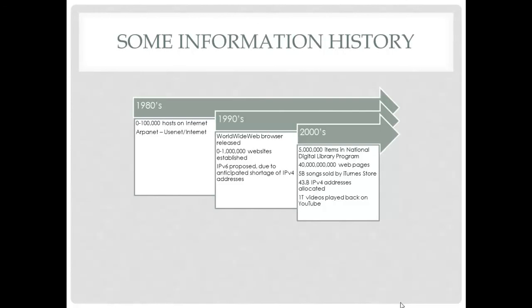In 2011, 4.3 billion IP version 4 addresses had been allocated, and we were forced to move to version 6. Apple's iBookstore sold 100 million books in its first year. 200 million tweets per day were noted. That's a 100% increase since 2009.